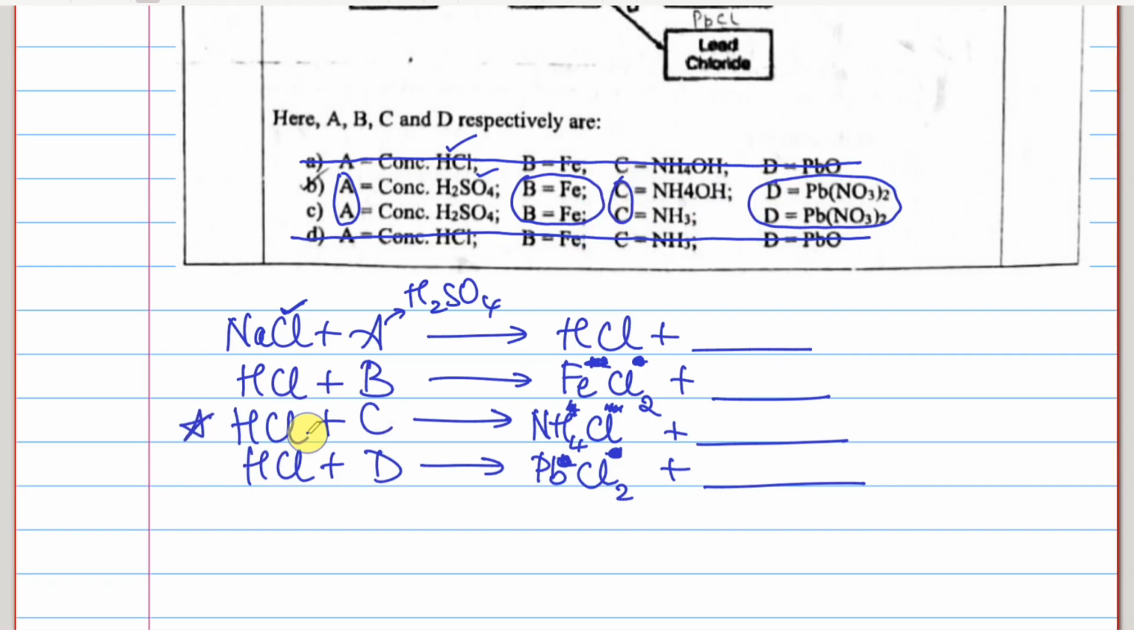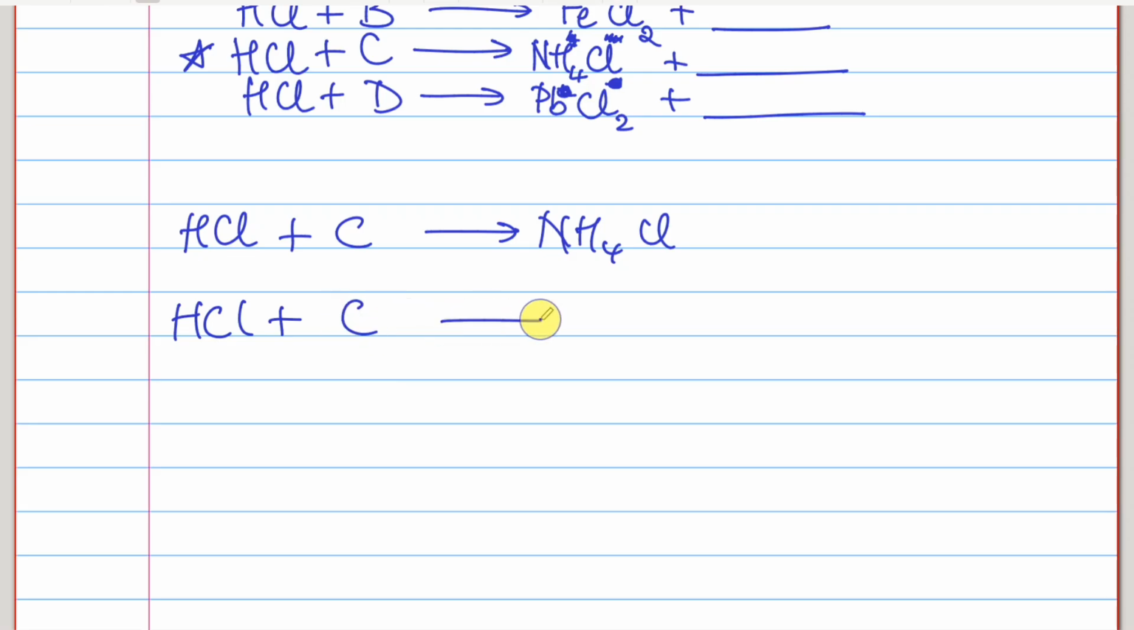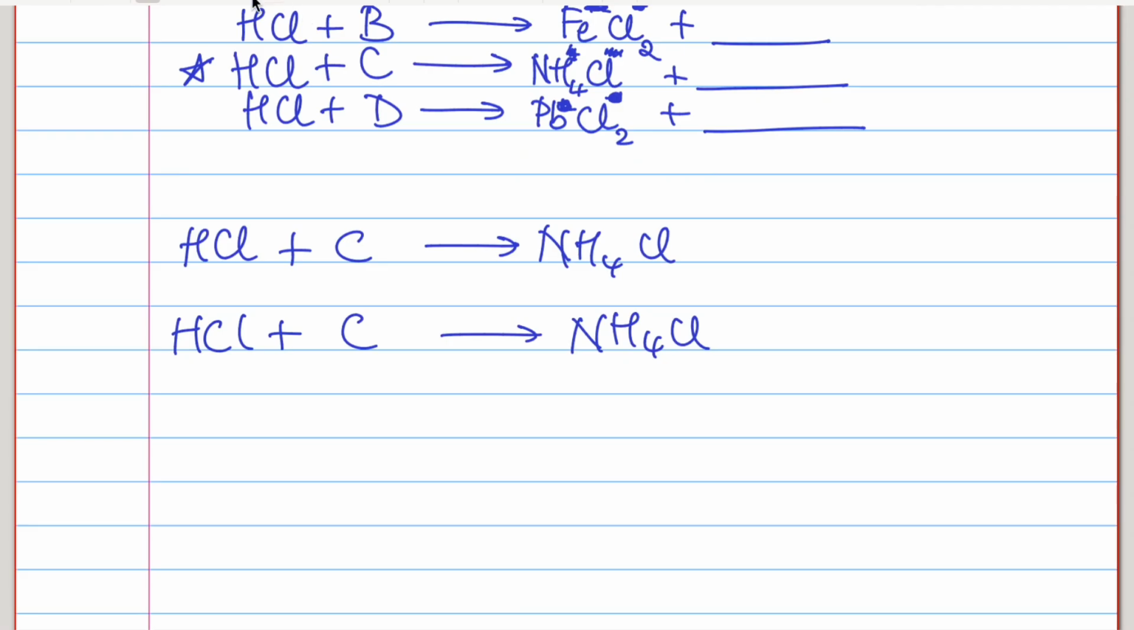So we'll be looking at just this reaction, HCl reacting with C to form ammonium chloride, NH4Cl. Now, when I look at the options given to me, C can either be ammonium hydroxide, NH4OH, or it might be ammonia gas. So let me replace C with ammonium hydroxide, NH4OH, and ammonia gas, NH3.